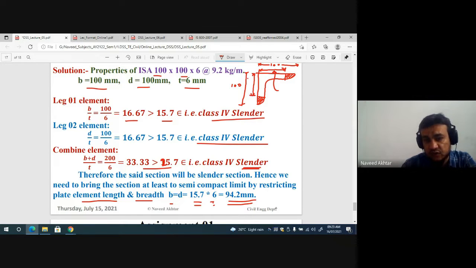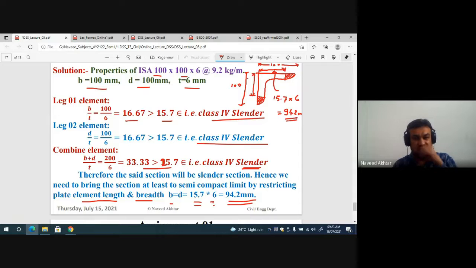The limiting value multiplied by the thickness of 6 comes to around 94.2 mm. So in our design calculation, the effective area we will consider is 94.2 mm length by thickness. So how to bring the section into the semi-compact limit, that also you learn here.